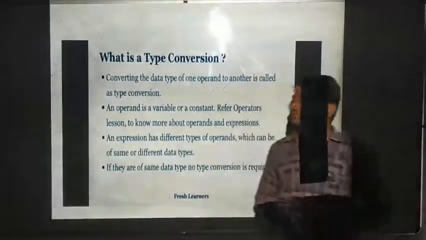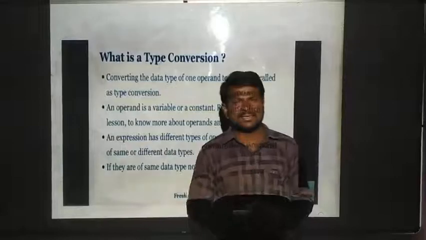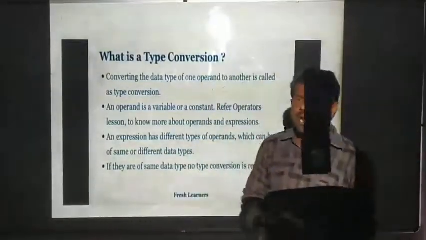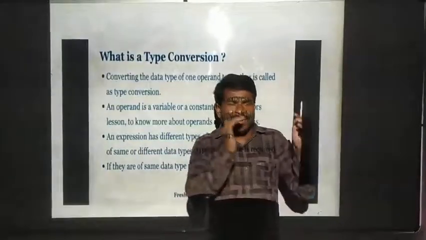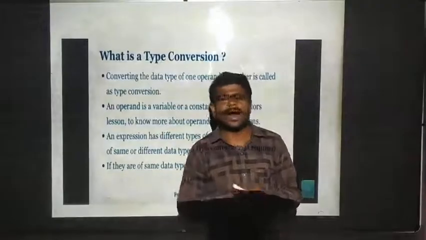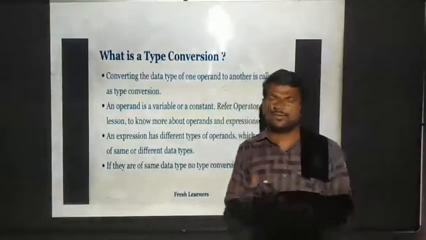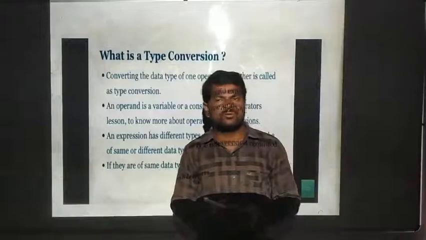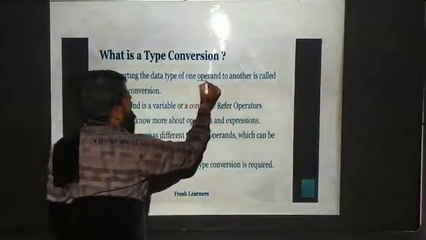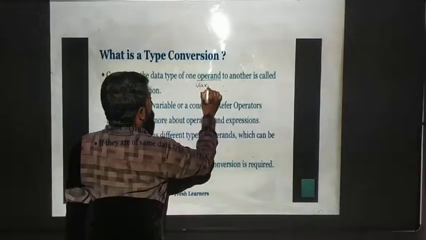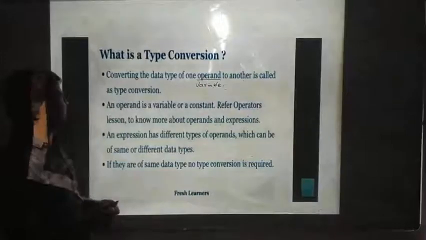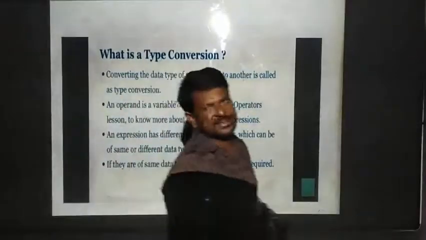Today we are going to learn about type conversions in C programming language. What is type conversion? Converting the data type of one operand to the data type of another operand. Operand means what? Variable. In the last class we learned about variables, right? So converting the data type of one operand to another is called a type conversion.